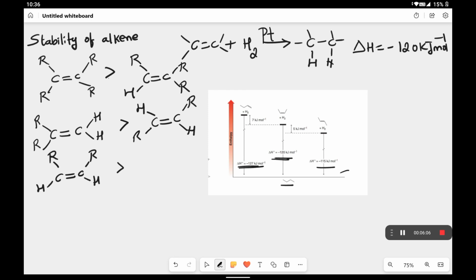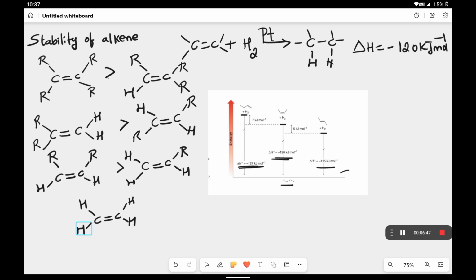Next we come to monosubstituted alkenes. It is substituted with one alkyl group and three hydrogens, and the least stable one is the ethylene molecule, which is substituted by four hydrogen atoms. Ethylene gives more energy, a more exothermic reaction. It gives an excess amount of energy liberated to the surroundings. This is about the stability of alkenes.